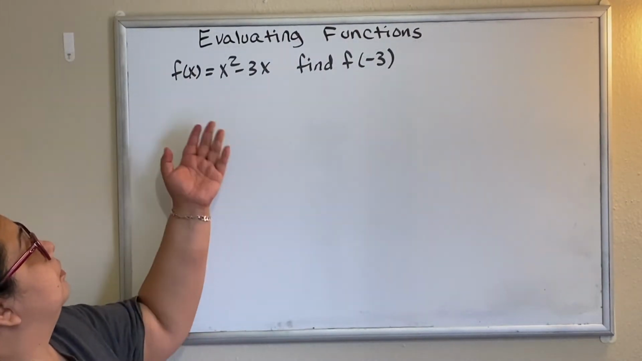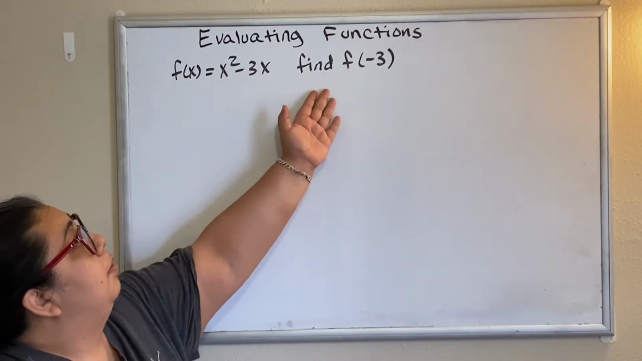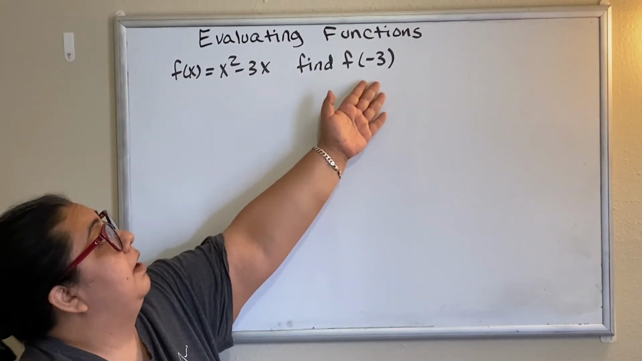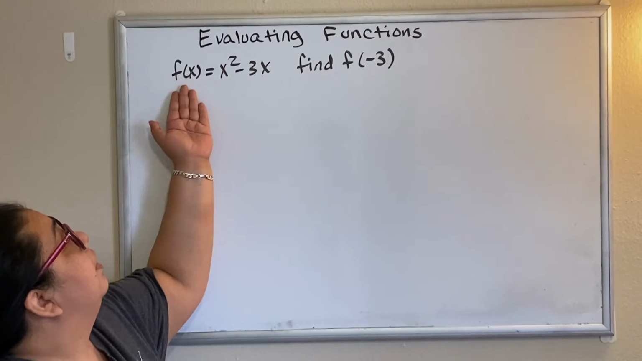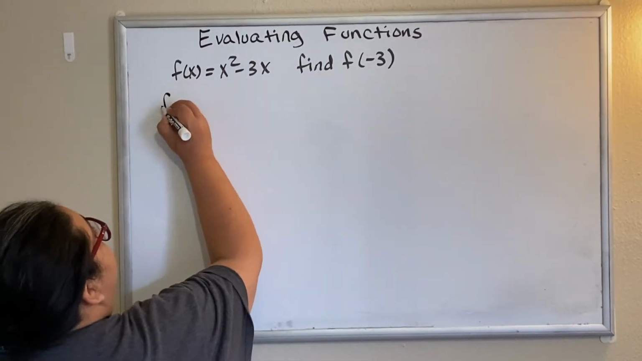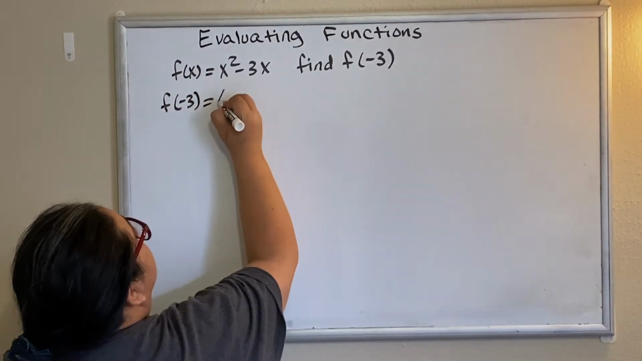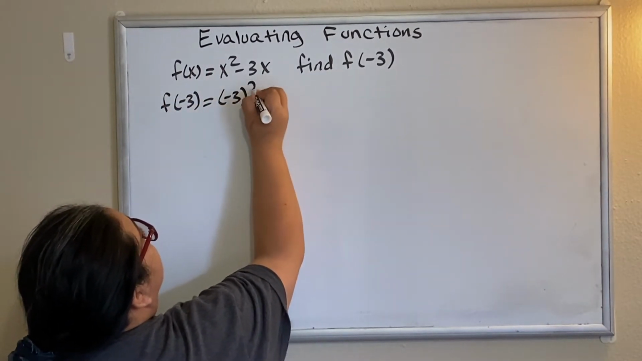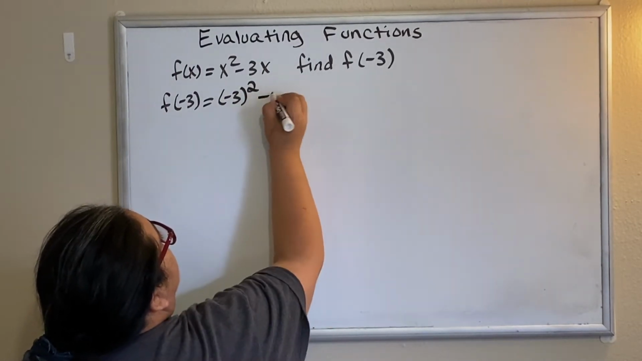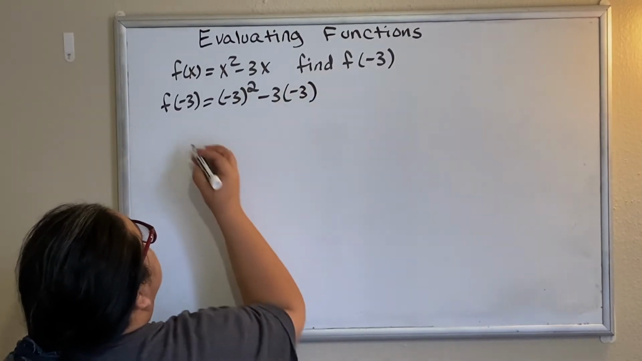Here we have example 2. Example 2 is f of x equals x squared minus 3x, and we want to find f of negative 3. That means x is equal to negative 3. We're going to replace every x with negative 3. So we have f of negative 3 equals, and here's an x squared, so I'm going to plug in negative 3, and don't forget the square. Minus 3, there's an x, so I'm going to plug in negative 3, and now we simplify.